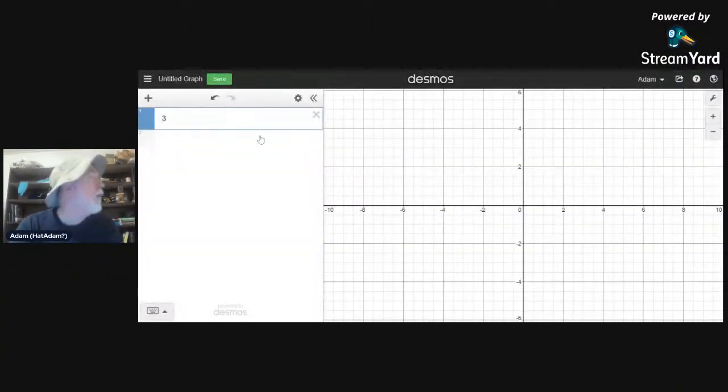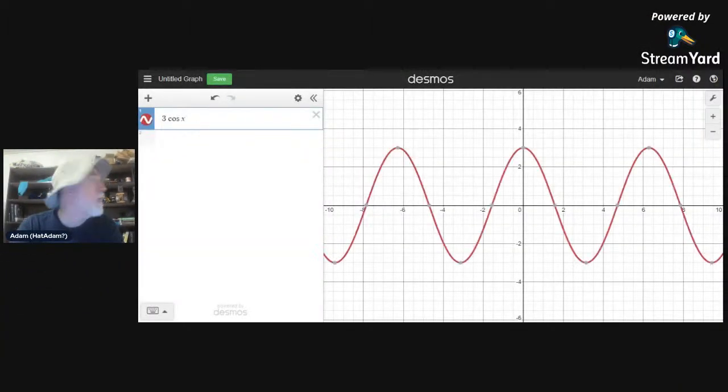So stop the share. Hello. So I'm going to let you see. We're going to finish off on Desmos here. Share screen, and Chrome tab, and there's Desmos. Okay, so 3 cosine x.